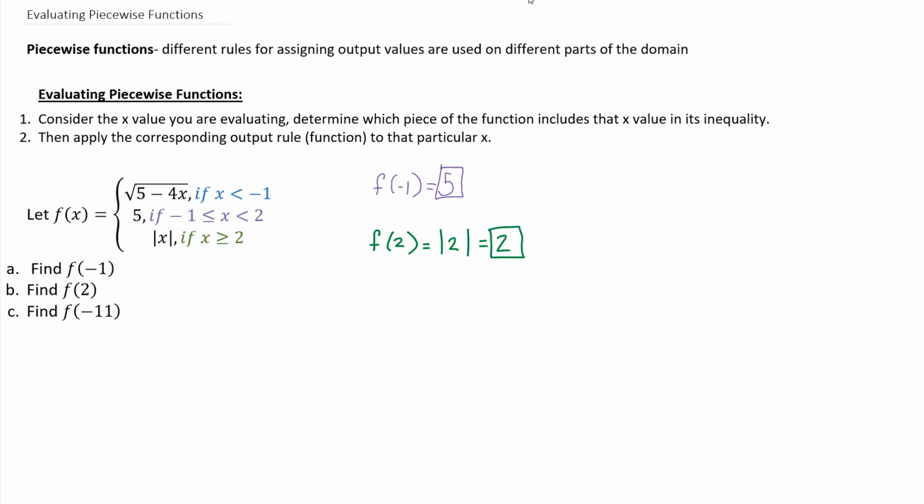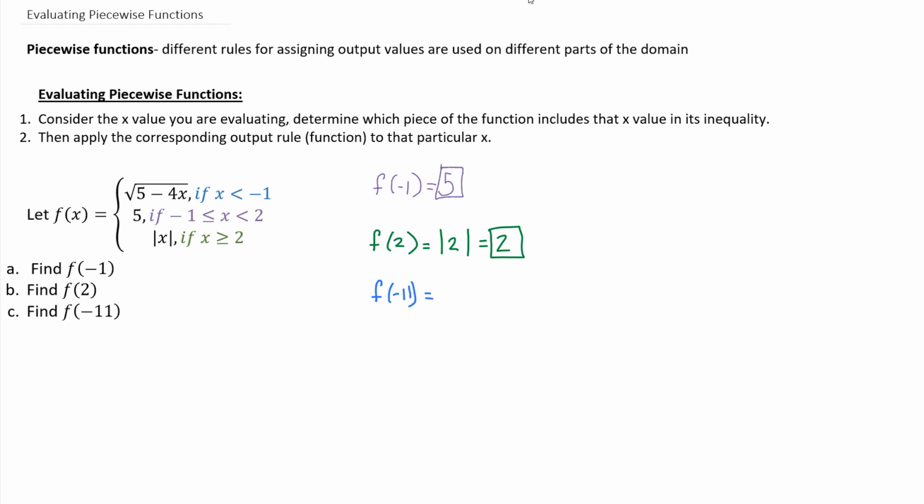And then f of -11, which of the three pieces allows your x to be -11? Well, the first piece says that x can be less than -1. So any number less than -1, well, -11 is definitely less than -1, so I'm going to evaluate at that first piece.